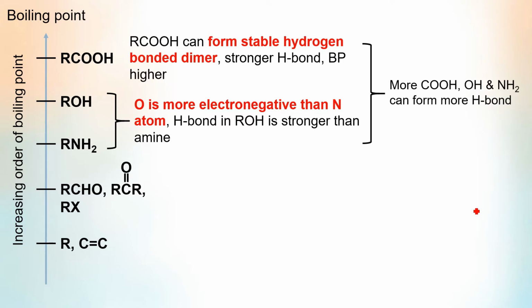Since carboxyl, hydroxyl and amino groups can form hydrogen bonds between molecules, the more carboxyl, hydroxyl and amino groups a molecule has, the more hydrogen bonds it can form. It will have a higher boiling point.